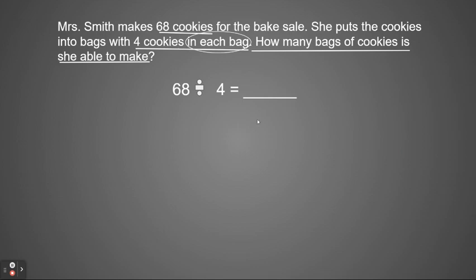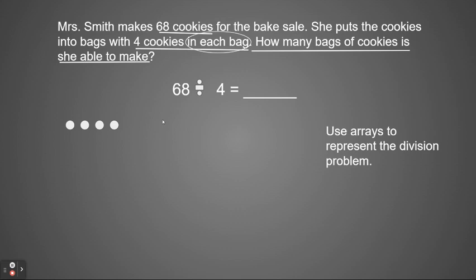Okay, so if you remember, we're going to use an array to illustrate this example of 68 divided by 4. What we're basically doing when we're making an array is we're going to be drawing a picture using dots to represent the number that are in each group. So if you remember, there's 4 in each group. So we're going to have 4 dots in each group. So we have 1, 2, 3, 4. We're going to continue doing this until we get to 68.